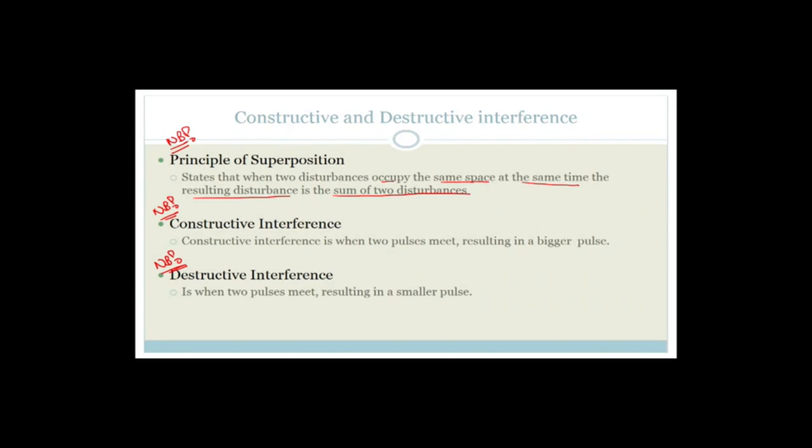Constructive interference is when the two pulses meet, they end up in a bigger pulse. And destructive interference is when the two pulses meet, they end up in a smaller pulse. Constructive and destructive interference, there's no real way of rewording, but the principle of superposition could be reworded in the sense that if you've got two waves meeting, the amplitude of the wave as they meet is equal to the sum of the amplitudes of the other two waves.